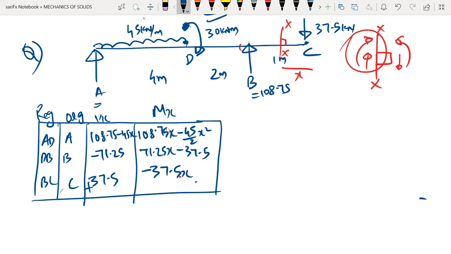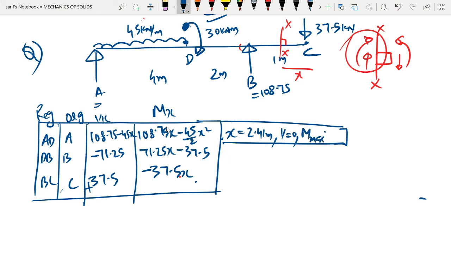Also, we have found that in the region AD, at x is equal to 2.41 meter, the shear force will be 0 and the bending moment will be maximum, and that maximum value is 130.4 kilonewton meter. So this also we have found out. Now we need to find out the salient values of bending moment.